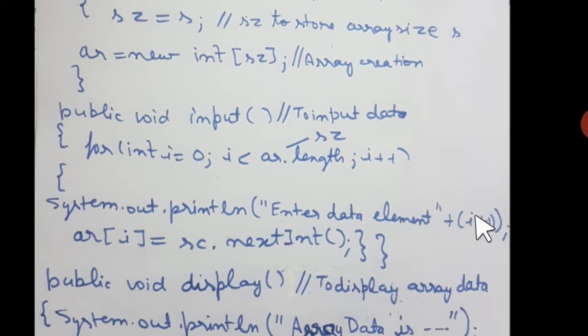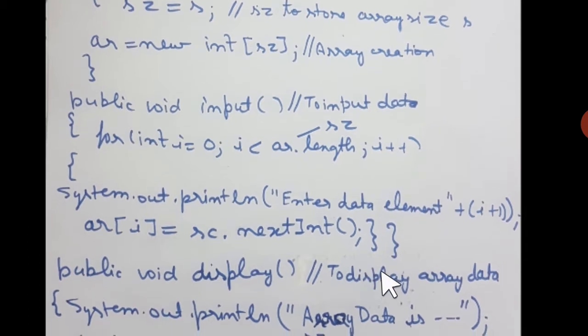As it is written here, enter data element i plus 1. That means 0 plus 1 will be 1. That will be the first element. So that is why plus 1 is required over there. Alright, that's not updating i, but it's just for the sake of display. Otherwise for the first element it will write enter data element 0, which is not okay. Alright, after that we close the input function.